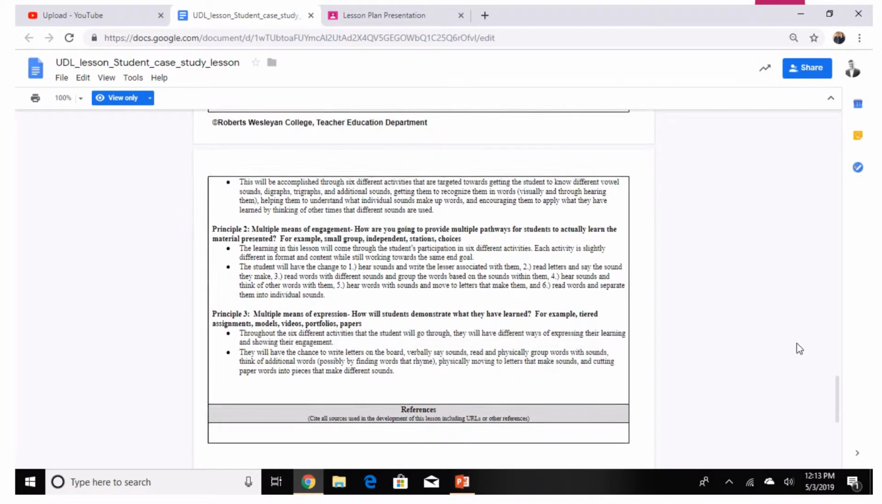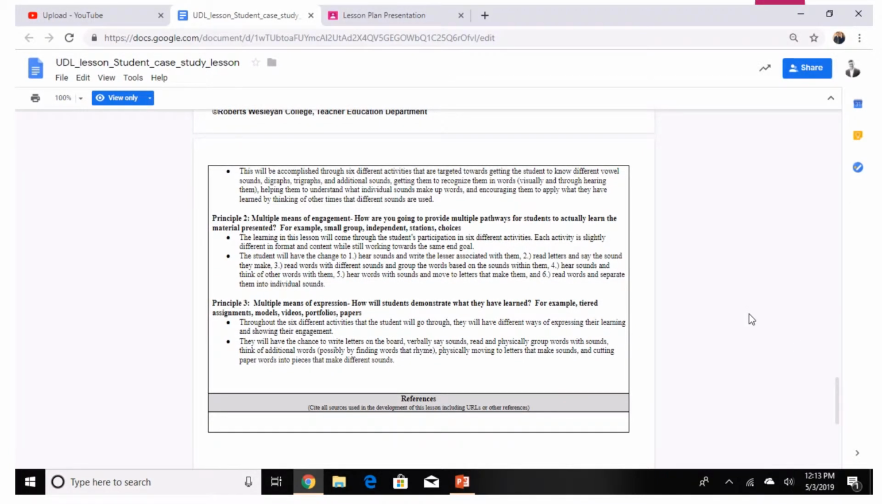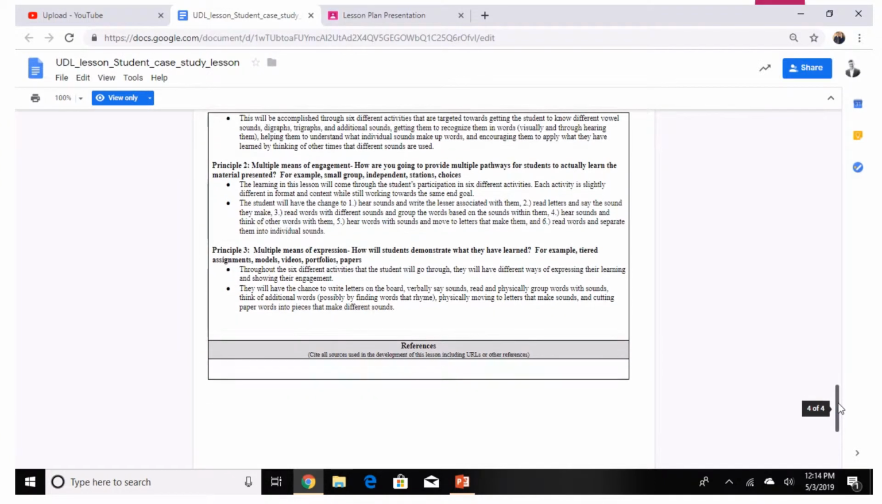For the engagement aspect of the UDL, all of these different activities are, like I said, working towards the same goal, but they're intended to be different from one another and providing him different ways of doing the same activity so that it can be a bit more fun than practicing the same one throughout the whole lesson. And I put in things like writing on the board, which students enjoy, or the hopscotch activity, which they enjoy, or cutting up the vocab into individual sounds, because that might be more engaging and fun for the student to do.